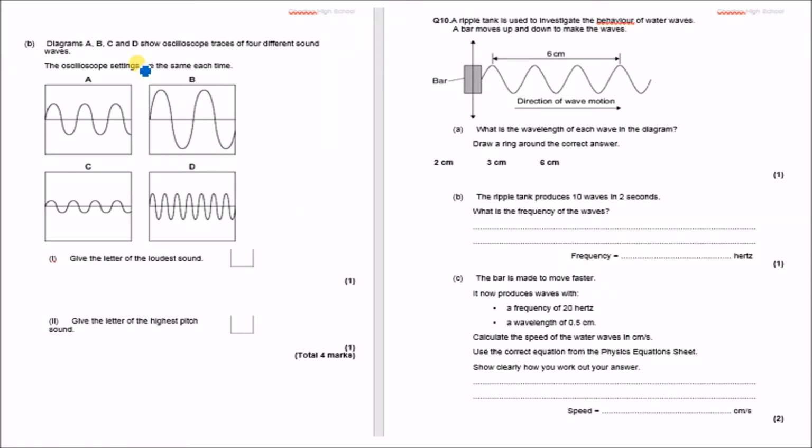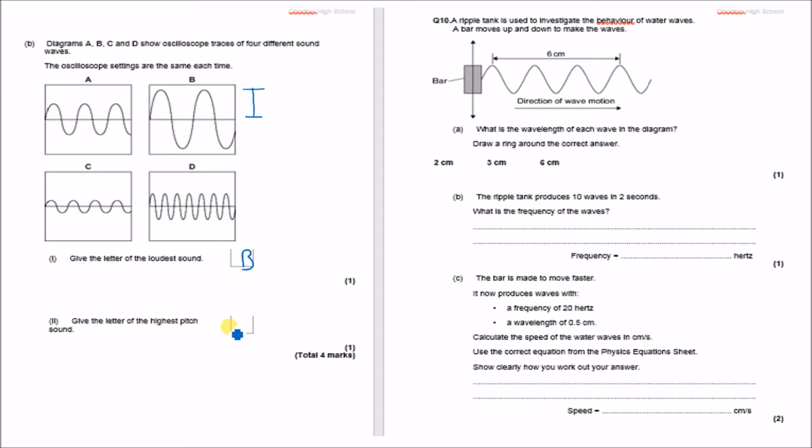Right, diagrams A, B, C and D show oscilloscope traces of 4 different sound waves. The oscilloscope settings are the same each time. Give the letter of the loudest sound. Well, the loudness of a sound wave is to do with the amplitude, and this has got the greatest amplitude as it's got the largest height from the center, so that must be B.